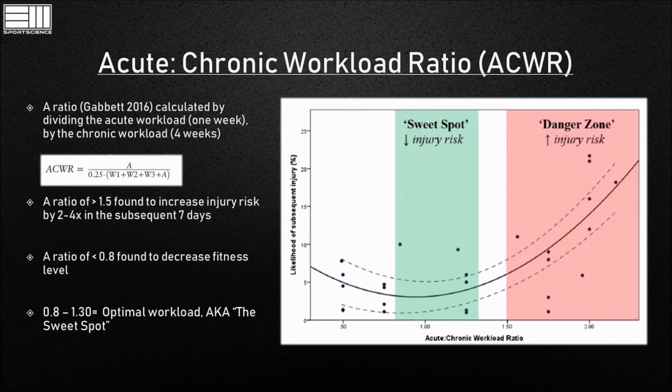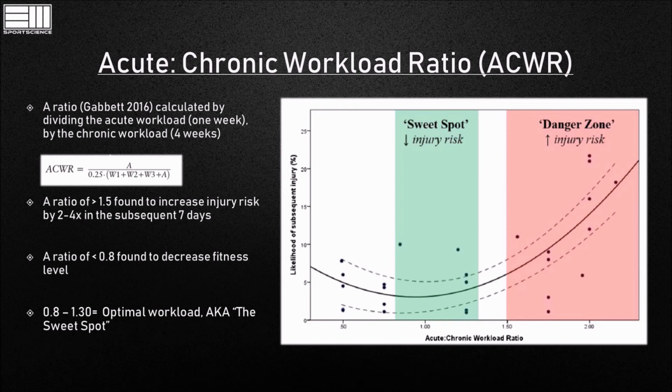The Acute Chronic Workload Ratio, also known as the ACWR, is comprised of an athlete's fitness and fatigue and can be calculated using either the rolling average model or the exponentially weighted moving average model. The ACWR is a very simple ratio that is calculated by dividing the acute workload from the last week by the chronic workload from the last 4 weeks.